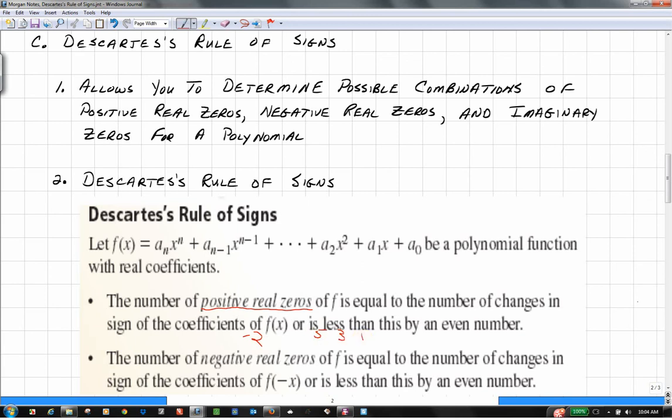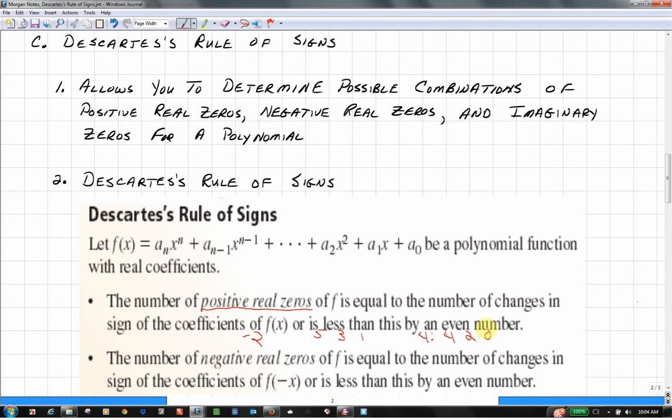If the number of sign changes I had is 4, the number of real positive zeros I would have could be 4, 2, or 0. That's what that less than by an even number means.